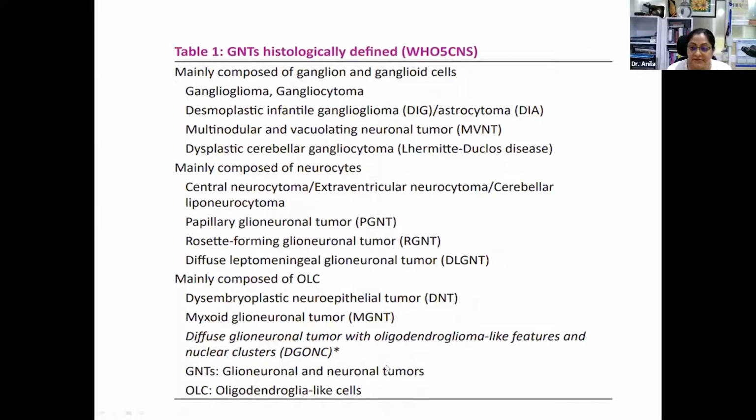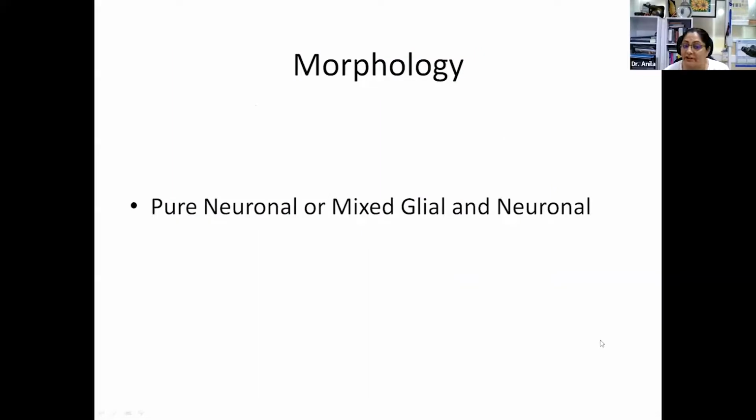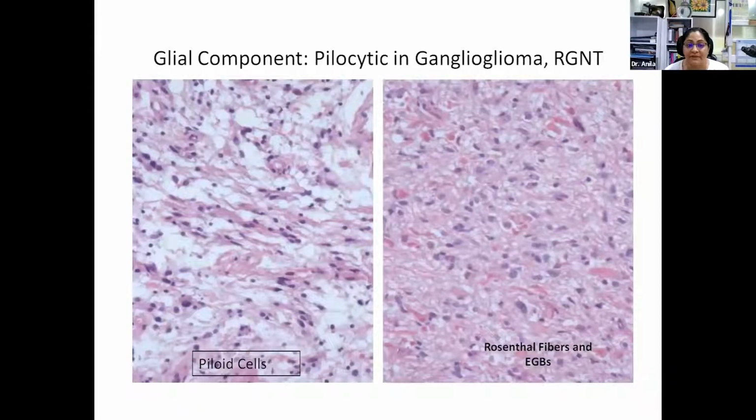So this is an entity which they have just put in the WHO classification. The morphology is pure neuronal or can be mixed glial and neuronal, and sometimes an astrocytic component is also there in a few of the tumors. The glial component is there.